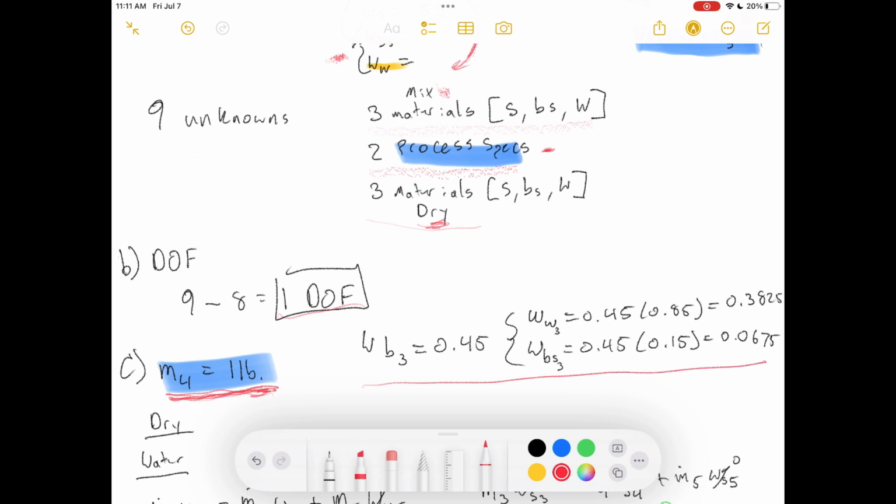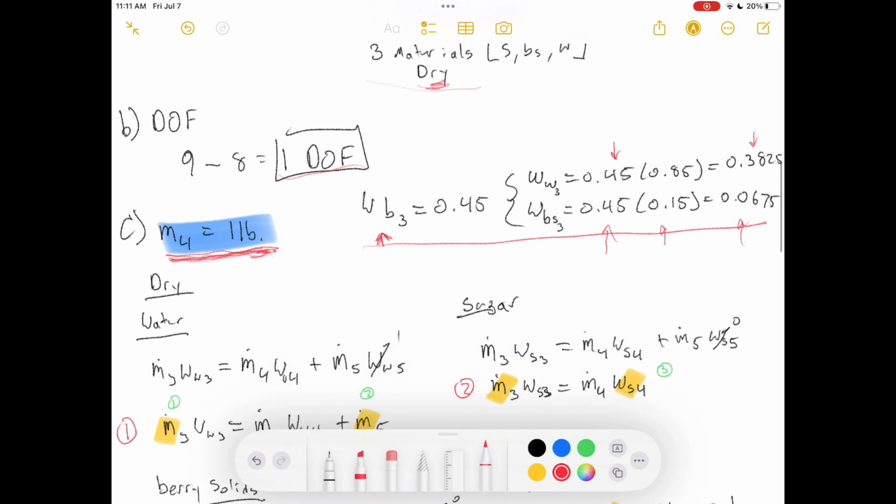Okay, so we've got a certain weight percent of berry coming out of the mixer. Well, that means that 85% of that is going to be water, of course, and 15% of this 45 weight percent is going to be the berry solids. Okay.